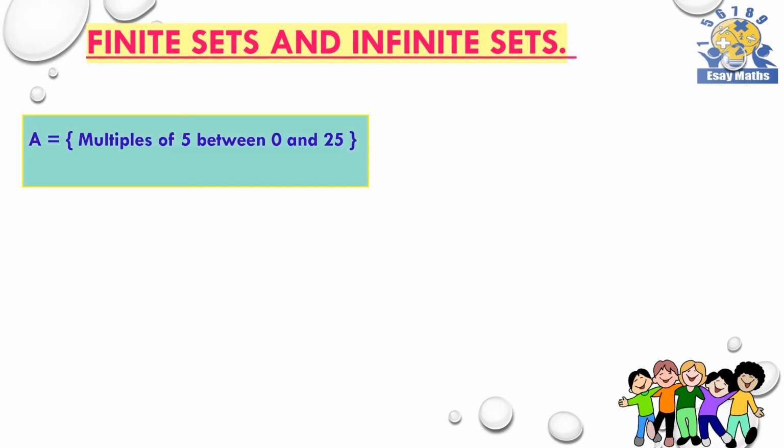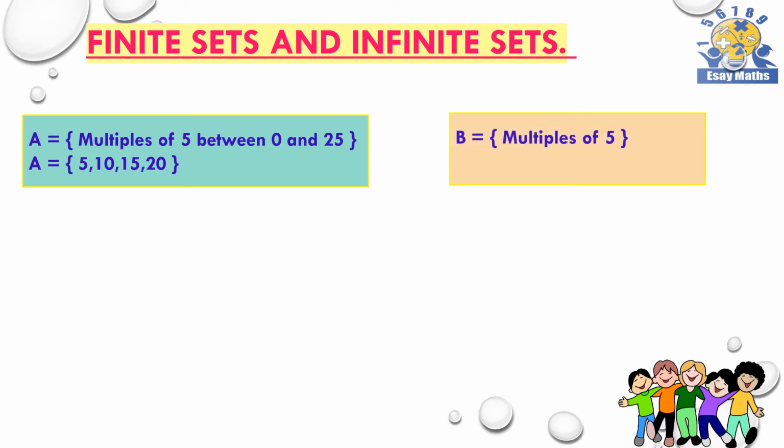Now we are considering the set A, multiples of 5 between 0 and 25. Now I am representing it as a list of elements. So what are the elements? 5, 10, 15 and 20. I should write all the elements within a pair of curly brackets. Now you can see that there are only 4 elements in this set A.